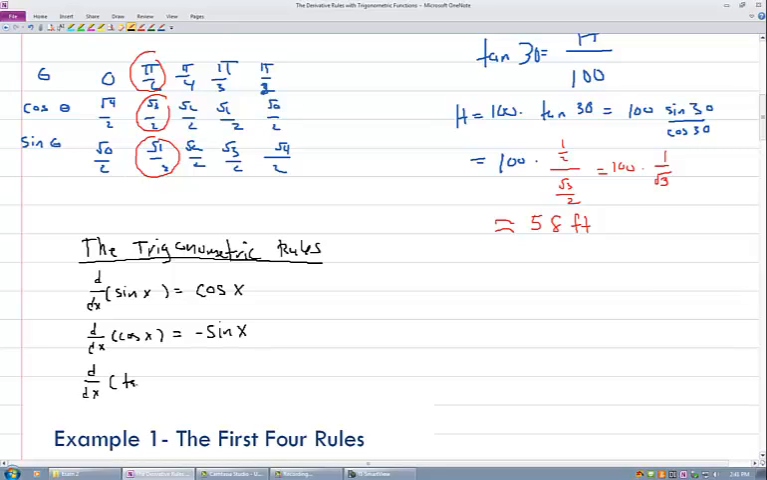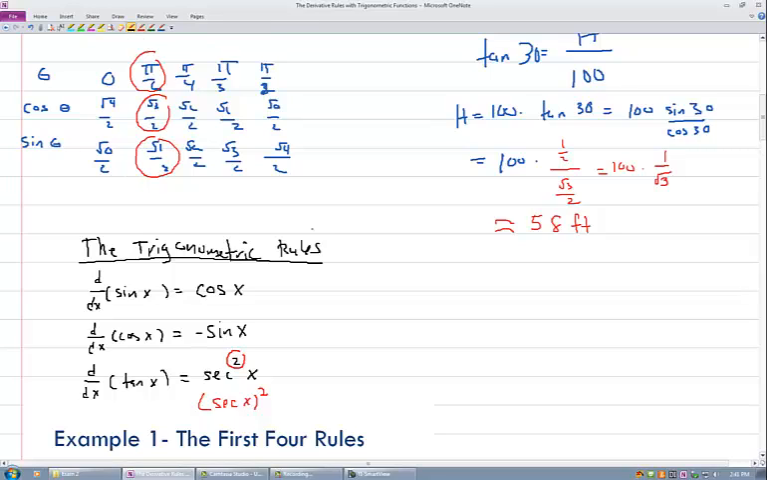d/dx of tan x. This turns out to equal secant squared x. So remember, if I write this 2 above here, this means secant of x squared. So secant of x all squared. It's just shorthand notation when we put it in the middle there.